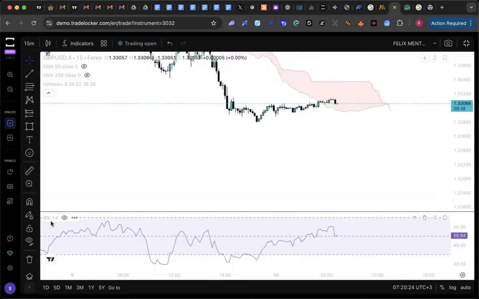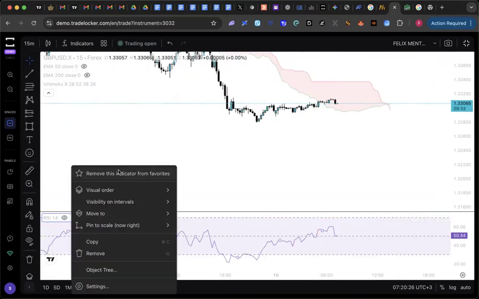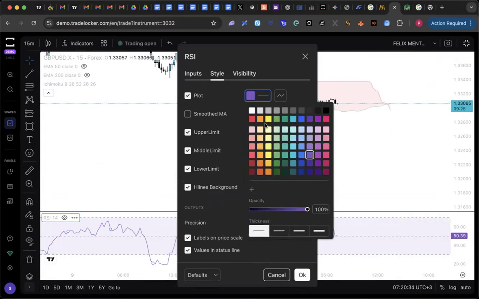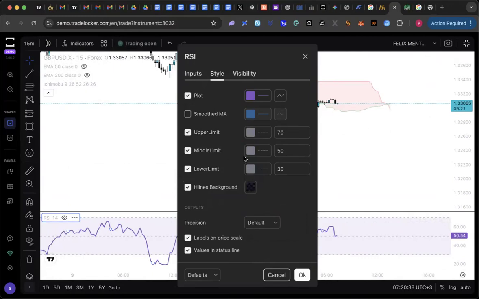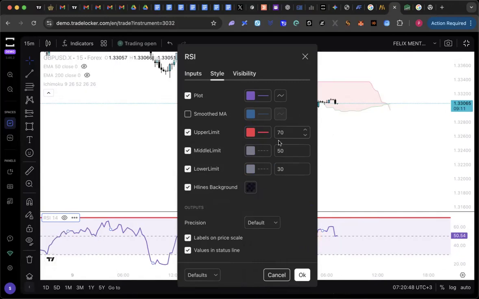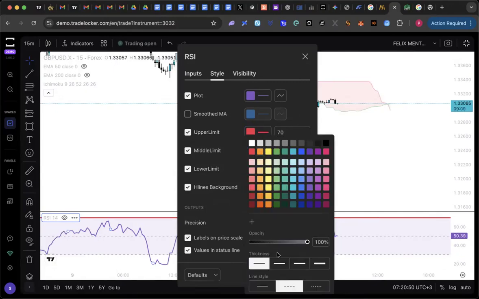You can reset your RSI by taking off the background. Maybe you want to change this one to something else, or make it a little thicker this way. Your upper limit, maybe you want to turn it to red with a thicker line so that you can see it properly. Or if you want to make this one thicker.